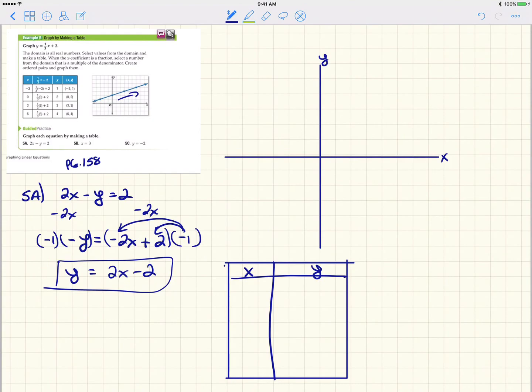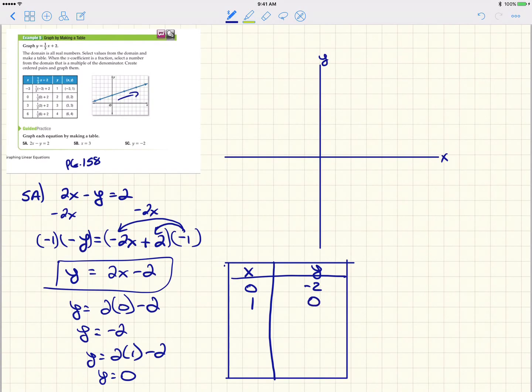If x equals 0, the first value I'm going to put in, then y equals 2 times 0 minus 2. 2 times 0 is 0, minus 2 is negative 2. So when x equals 0, y equals negative 2. Let's pick another value. If x equals 1, what does y equal? y equals 2 times 1 minus 2. 2 times 1 is 2, minus 2 is 0, so y equals 0. So when x equals 1, y equals 0.